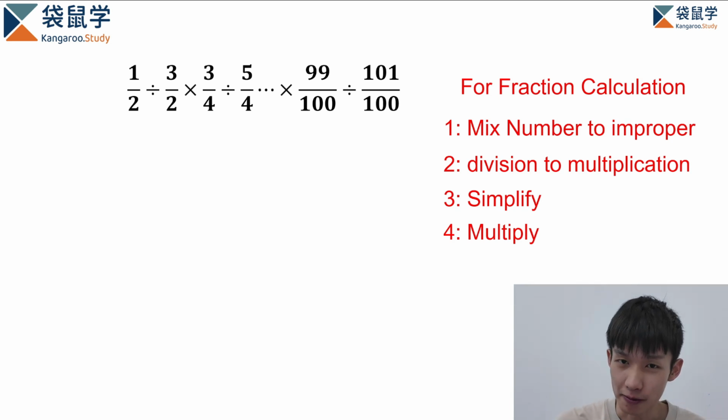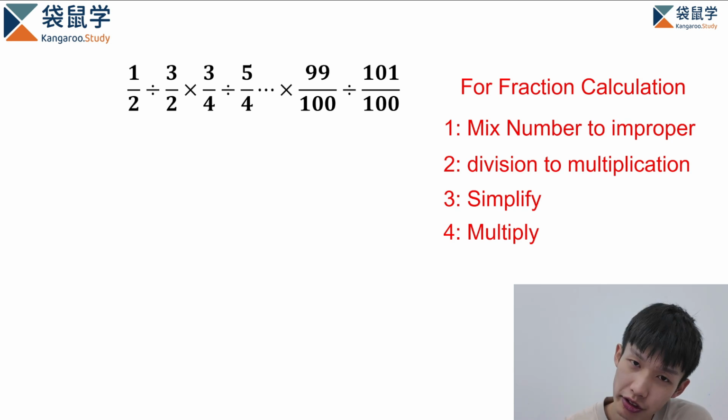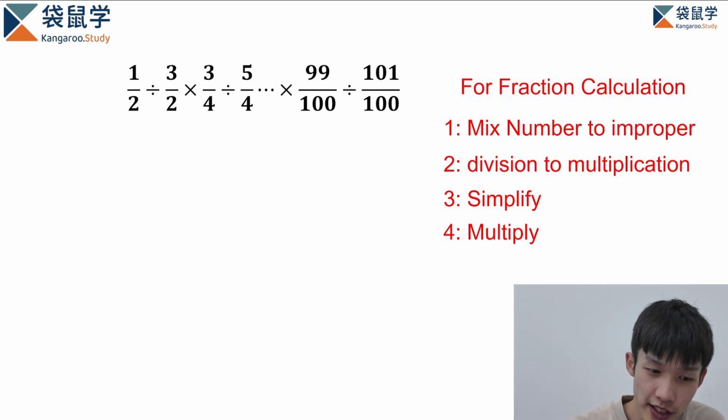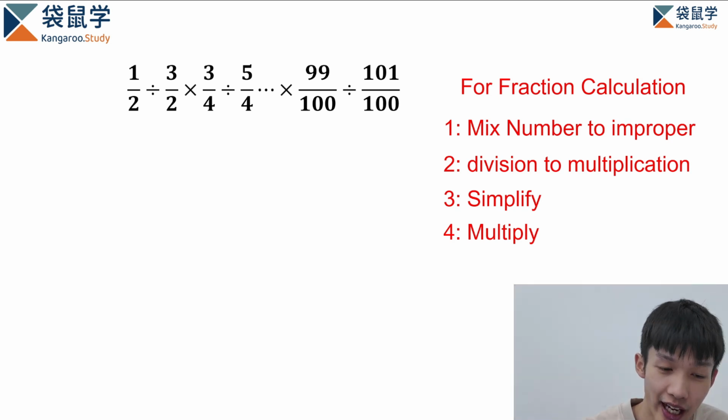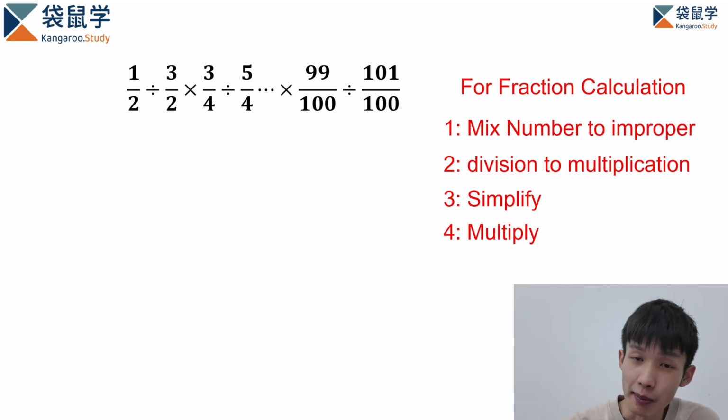First, do we have a mixed number? No, we do not have a mixed number, so first stage passed. Next stage, we have a lot of divisions, so we need to change division into multiplication. So which one should we change? The first number, should we change? No, first number don't change. Second number, should we change? Yes, because it divides by 3 over 2, so we need to change into times its reciprocal, which is 2 over 3. And third number don't change.